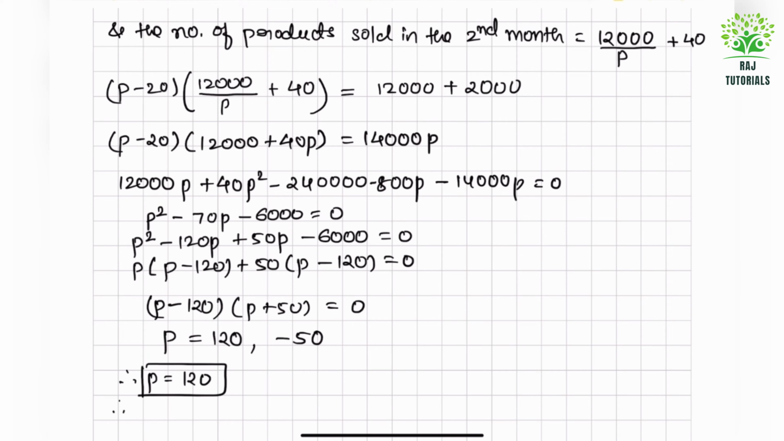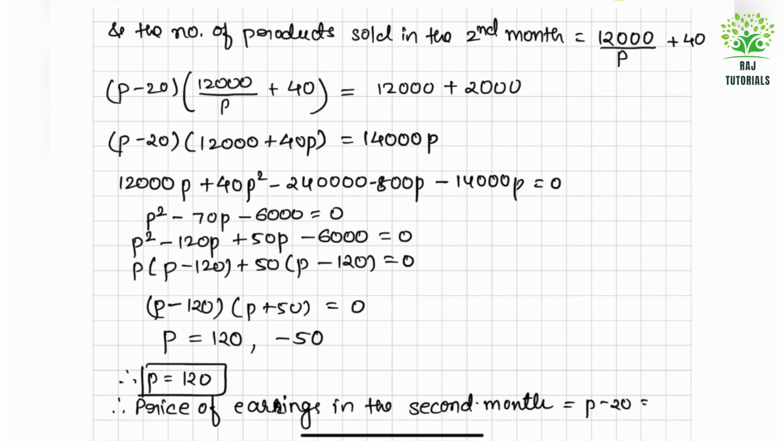So therefore price of earrings in the second month will be equal to P minus 20. So that is rupees 120 minus 20. So rupees 100.